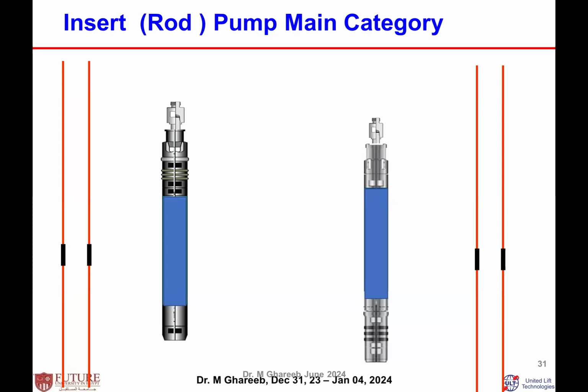Even, as I tell you again, due to the flexibility of these pump conditions, this pump has two different configurations. Either the whole pump can be on the top of the setting nipple, or the whole pump can be in the bottom of the setting nipple. This is what we call two different configurations.